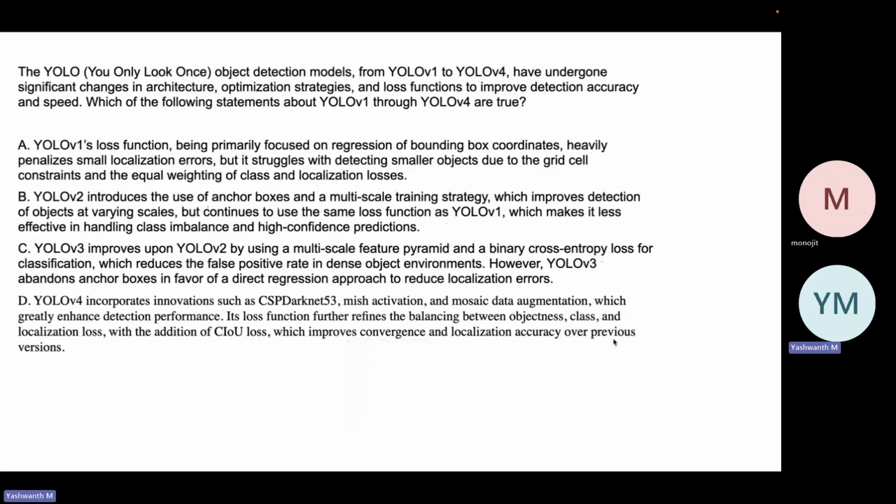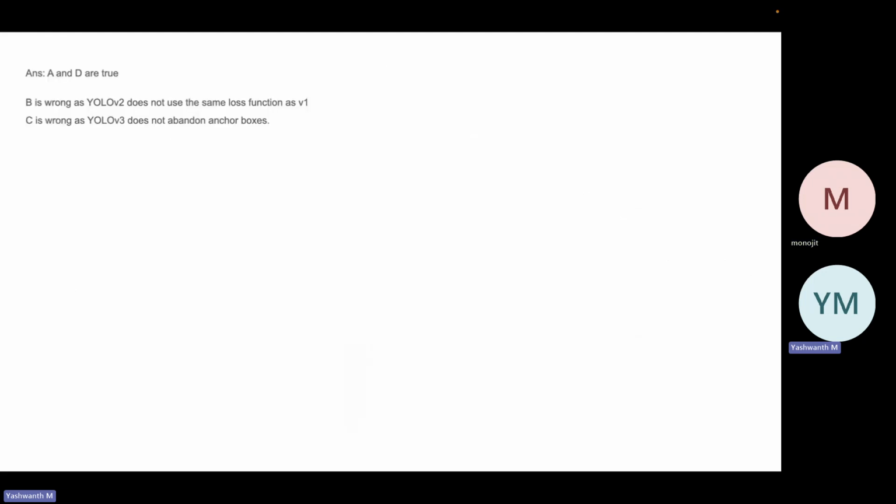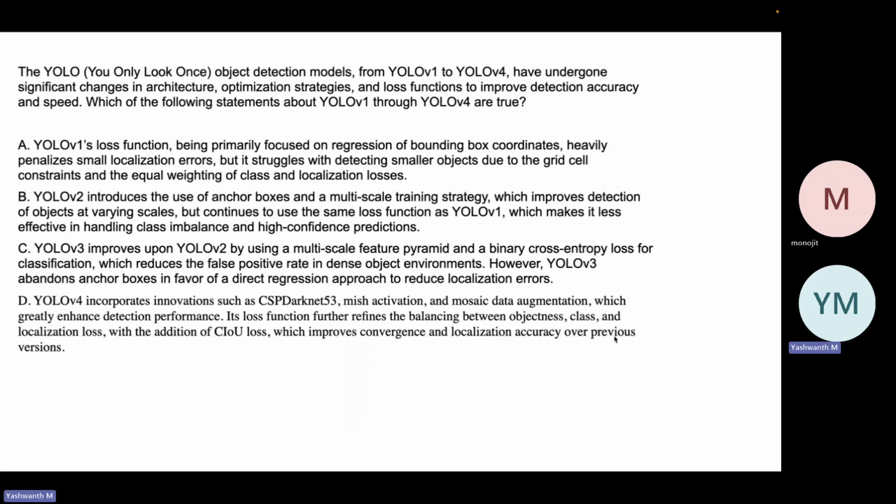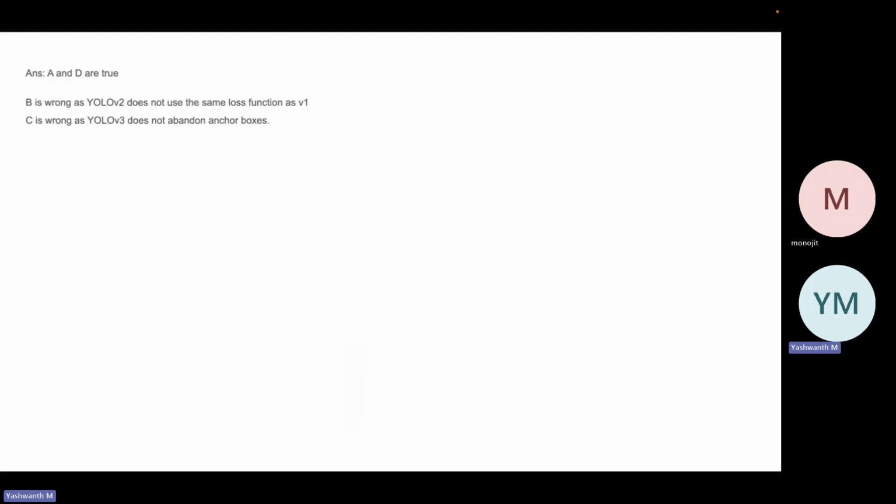Before you go to the exam, just go through what each of the versions has improved upon. I think there are a total of 10 versions. Whatever is being taught in the lectures, just go over those versions. I think A and D are true. You can pretty much eliminate B and C by reading the options carefully. YOLO version 2 doesn't use the same loss function as version 1. This is wrong because they don't abandon anchor boxes.